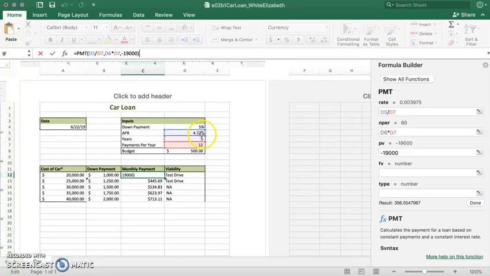So I took 4.77% and I divided it by 12 because this is payments per year. So this is how I got this rate of 0.003975 or 3.975%. And then from there I took D6 right here, which is 5 years times 12, because it's 5 years of 12 payments per year. So it's 60 payments total. So that was consistent with all of these.